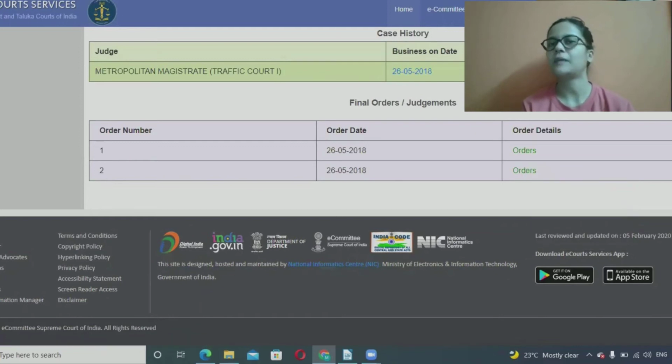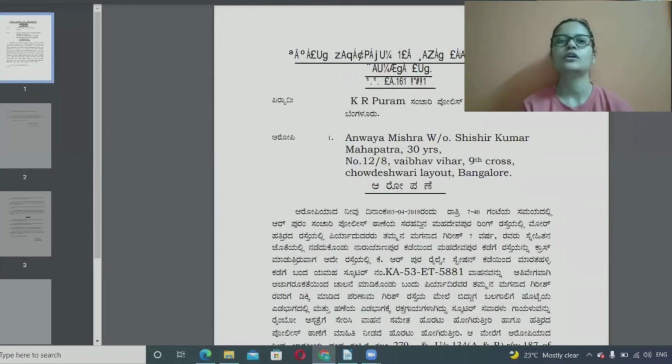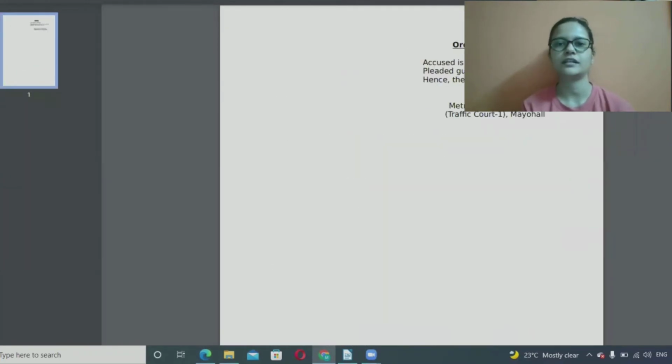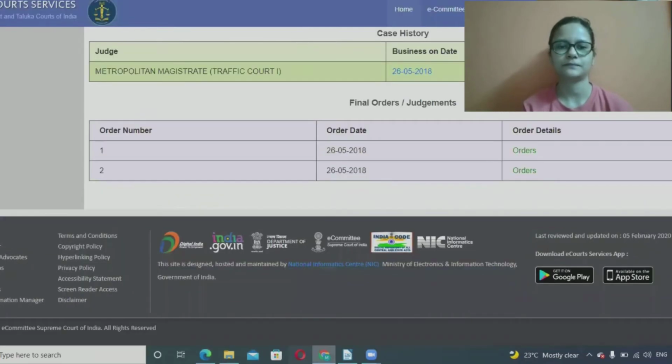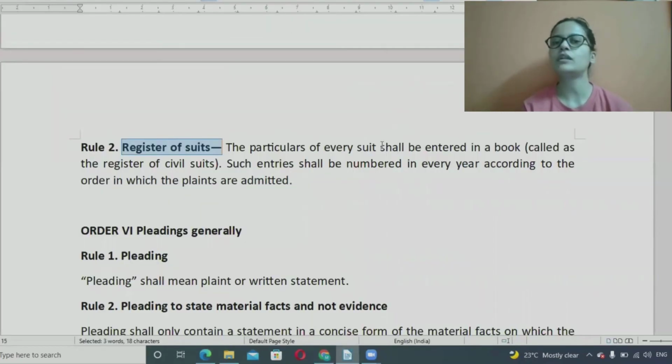That means, because of this e-court thing, it has become very much convenient for us to get these details also. It's in Kannada, but yeah, still. Accused is present, pleaded guilty, he is convicted, hence case is closed. So like that, we get to know the details as well. All those details become easier because of this numbering which is being done.